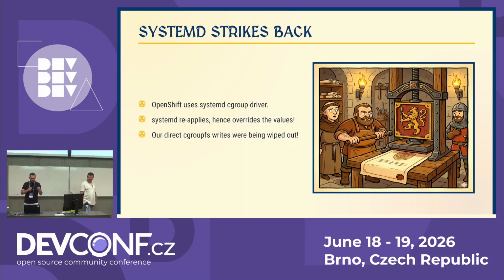Right? Wrong. If it were solved this way, the presentation would end here, but the first problem emerged: systemd strikes back. We wrote the cgroup value straight into the cgroup knob through cgroupfs, just writing it straight to the file. But OpenShift uses the systemd cgroup driver. And it turns out that systemd maintains a file, which is the desired state for the container. Whenever it applies anything, it reconciles the actual state to the desired state, which means that systemd was continuously fighting with us, overriding our values. So this was a problem.